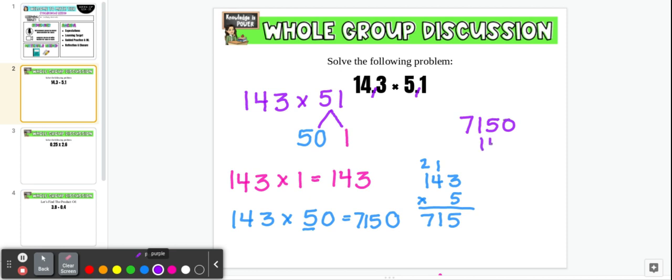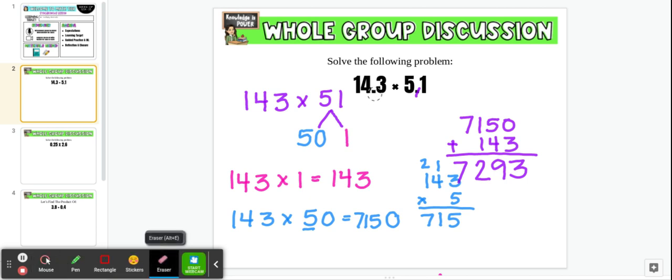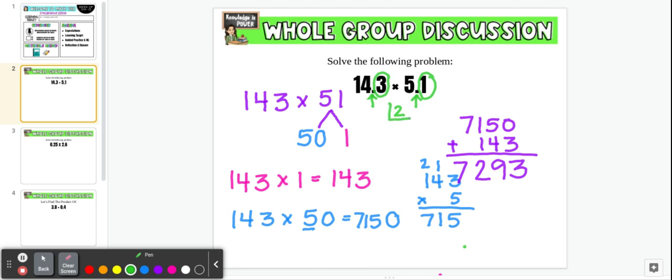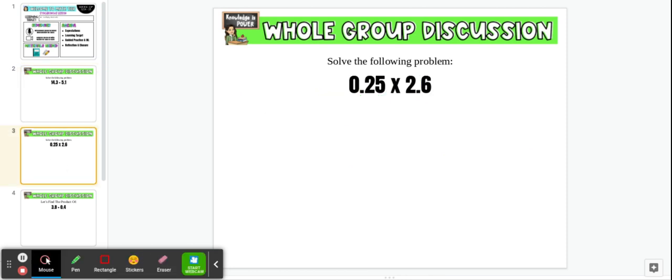Now I'm going to add those two numbers together. 7150 plus 143. Add them up, you get 7,293. Okay, the last thing we have to do is go back to our problem and look at how many digits we have behind the decimal point. We have one number here and one number here, which means we have 2 digits behind the decimal. So in our answer, we count in 1, 2, put your decimal, and you get 72 and 93 hundredths.